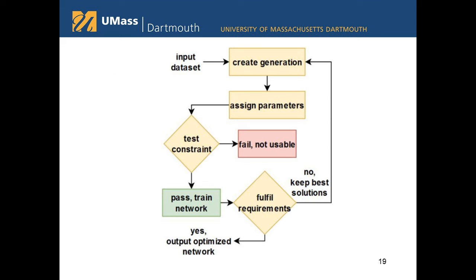During the result process, this image shows the flow chart where a dataset is input, the generations are created, and parameters assigned. Constraints are then tested. If they are not passed, this local solver fails and is not usable. If the constraints pass, then the solver is usable and the network is trained. Then, with the result of that, check requirements such as minimum accuracy required. If this is not meeting the requirement, keep the best solutions for the elites in the next generation. Otherwise, if the requirements are fulfilled, then output the optimized network and stop the program from running.